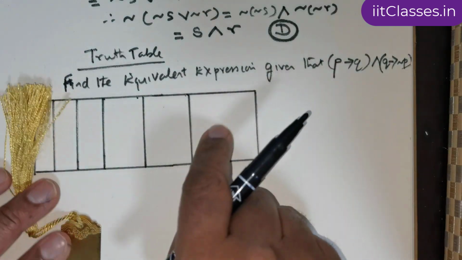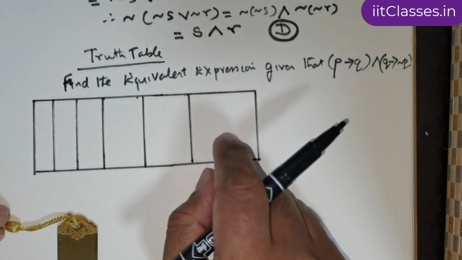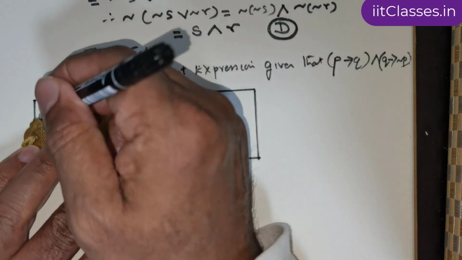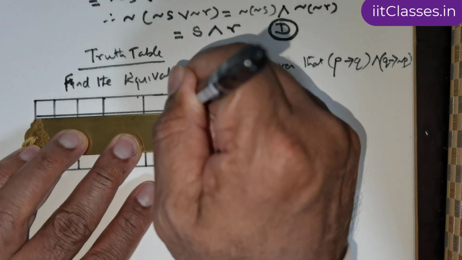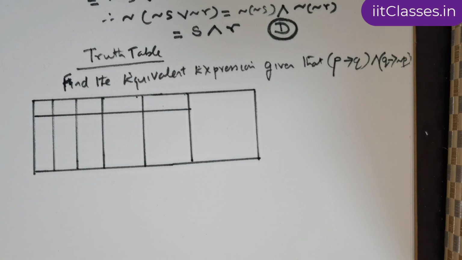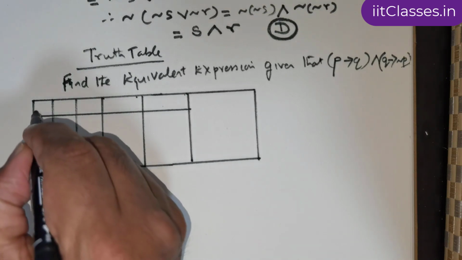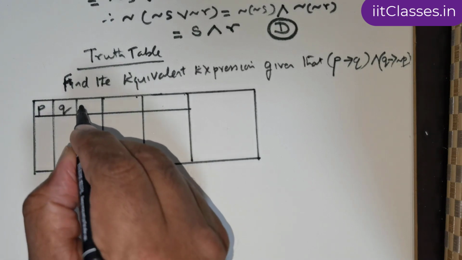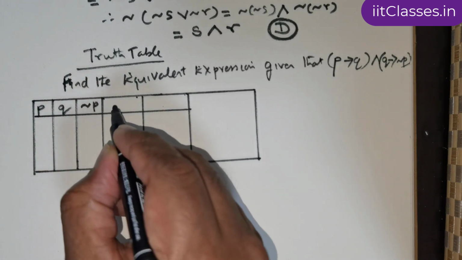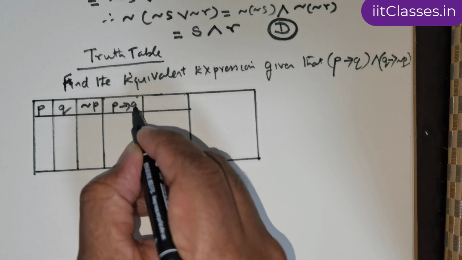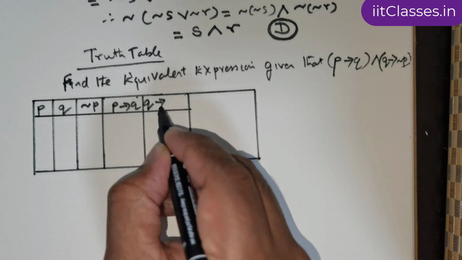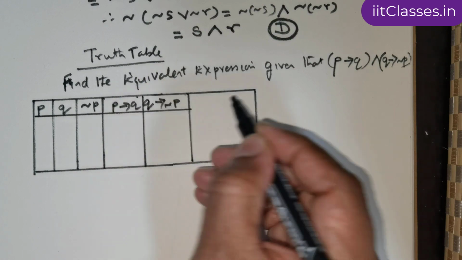Right, this space is used for conclusion. So we are expected to find the correct choice. We have been given A, B, C, D. So foremost, let us just write the truth table. This is P, Q, and the negation of P, P conditional Q, and Q conditional negation of P.